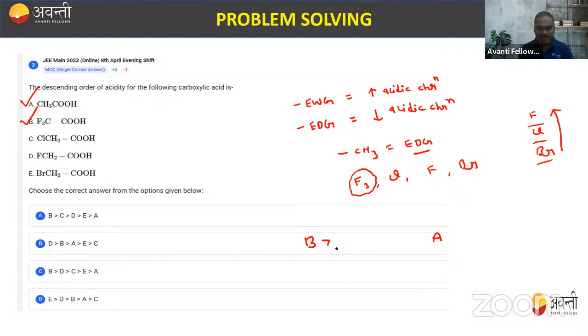So the correct order is B, then D, then C, and after C we have E. So this is the correct order: B, D, C, E, A. Out of the options, which one is correct? B, D, C, E, A, that is option C.